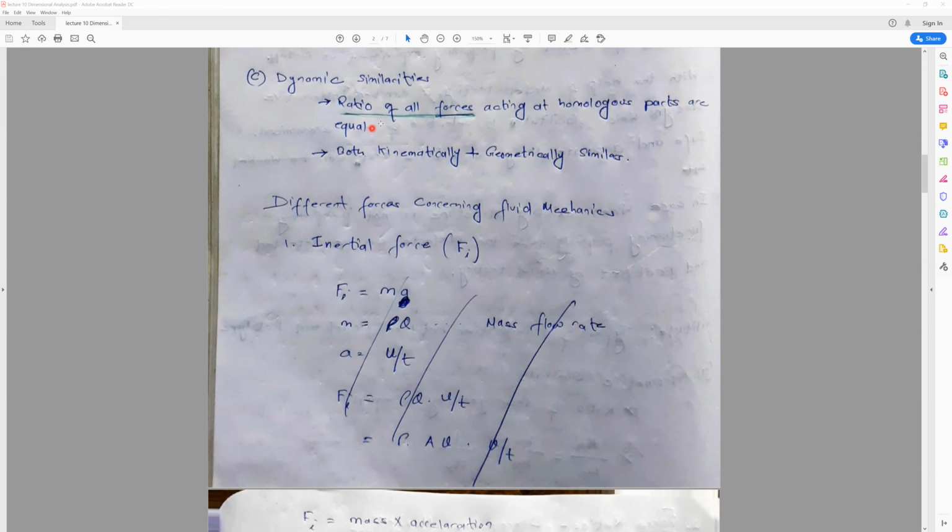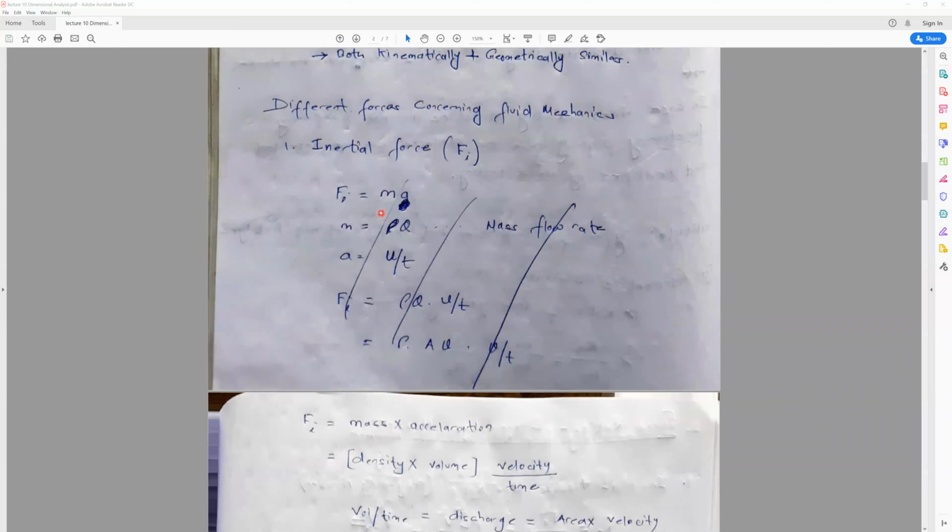And we have also said that ratios of forces will not have any unit, because all the forces are expressed in Newton, and Newton divided by Newton will be dimensionless. So let's discuss different types of forces in fluid mechanics.